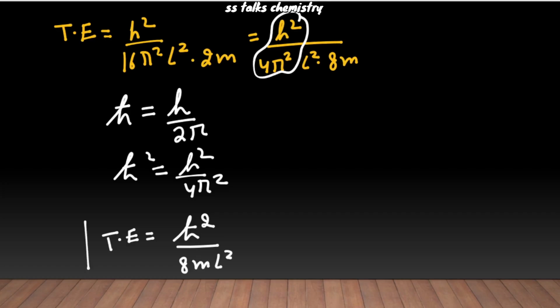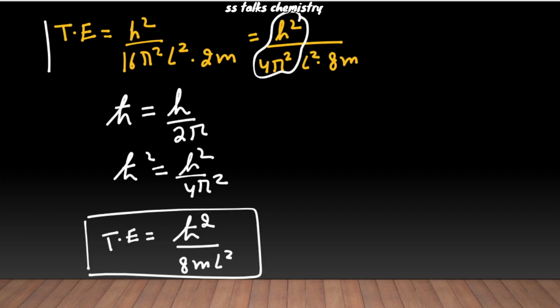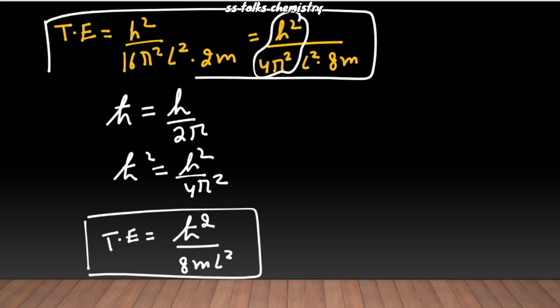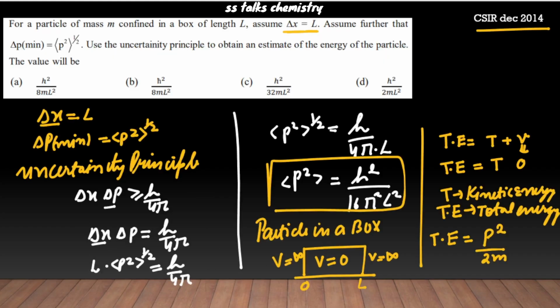Right? So these are the two formulas. One is in terms of h cut square, or if it is in terms of h square, then these are the energy values we are obtaining. Now from the options we can match it.